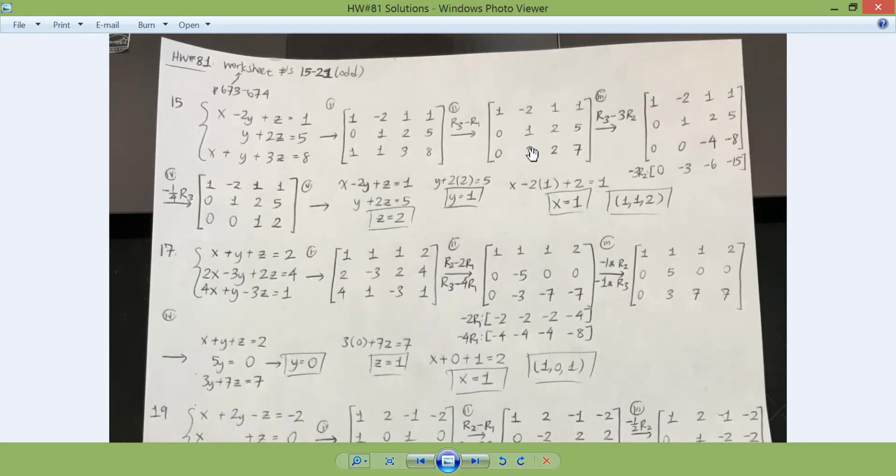All right, next, we have zeros here now under the 1 in the first column. We want a 0 here in place of the 3. So I'm going to do R3 minus 3 times R2. Now, minus 3 times R2, that's going to be written down here. So that's going to be 0, negative 3, negative 6, negative 15. And then I'm going to add that to row 3. So 0 plus 0 is 0, 3 minus 3 is 0, 2 minus 6 is negative 4, 7 minus 15 is negative 8. All right, last step is to do negative 1/4 R3, to get a 1 there in place of the negative 4, and that will make row 3 into 1, comma 2.